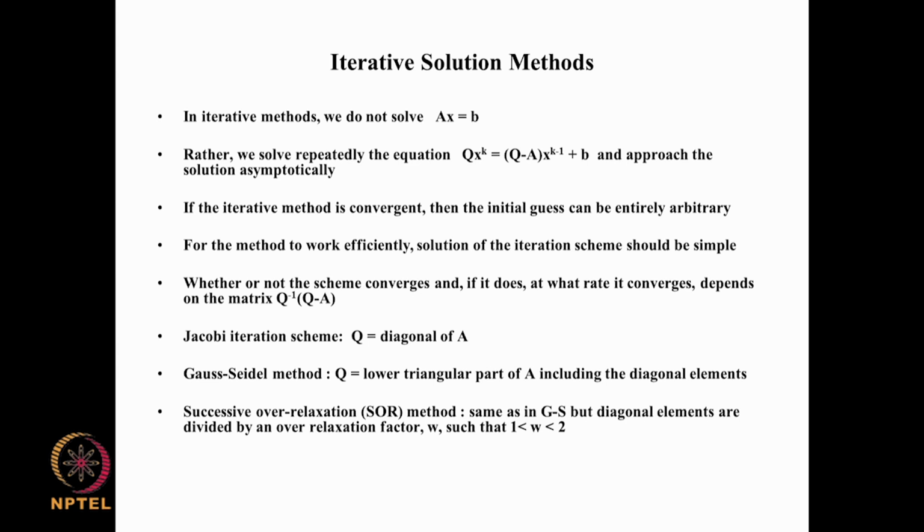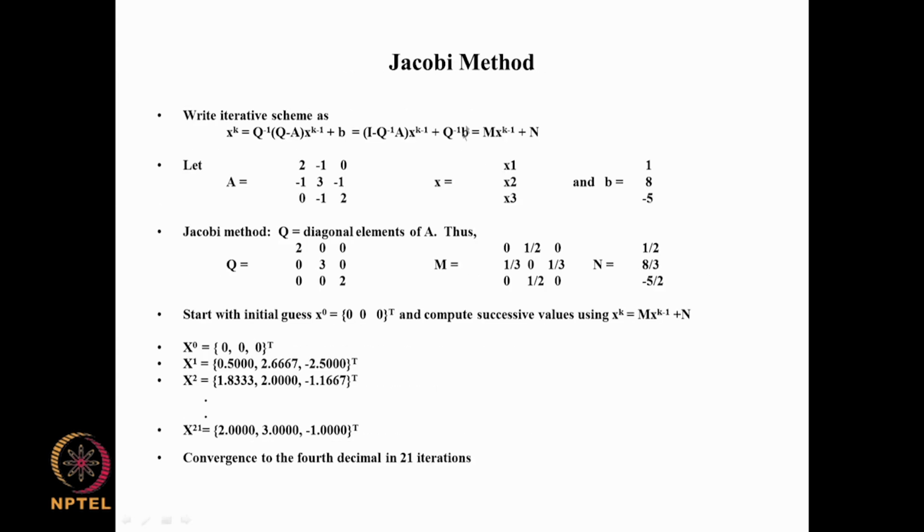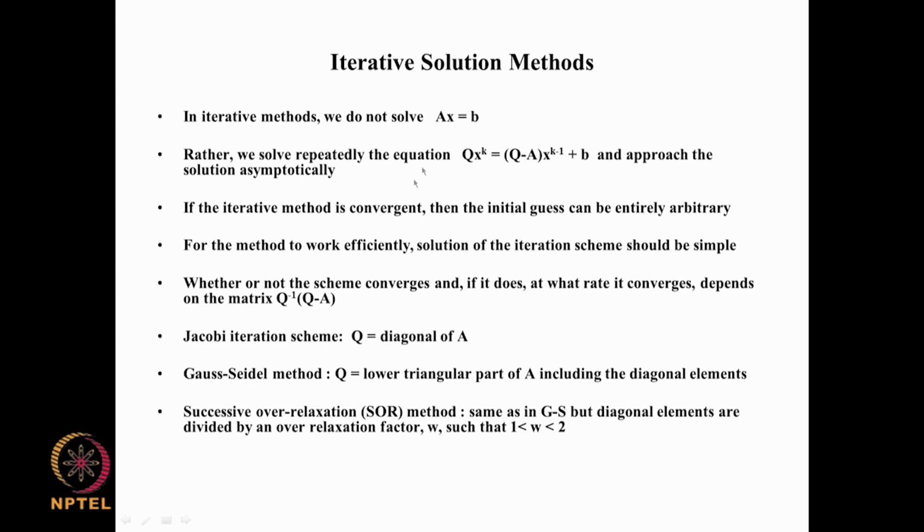That can be used. So what we are going to see are the two basic methods, the Jacobi iteration method and the Gauss-Seidel method, and we see how in these two basic methods this idea of solving Ax equal to B in an iterative way, by finding a Q which makes this iteration scheme convergent, works out. So in the Jacobi method, we take Q to be the diagonal of A.